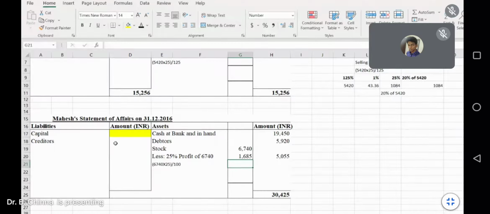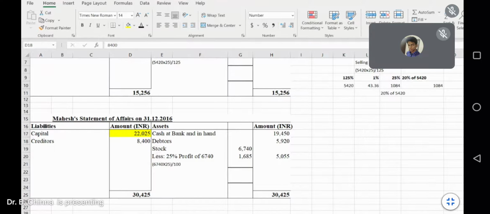Okay. Now coming to creditors, how much? 8,000. 8,000. So the balance sheet totals to 3,425. Quickly tell me the balancing figure of capital. 22,025. So what are we having in our hand now? Two values. What are they? Capital as on 31st December 2010 and capital as on 31st December 2016.